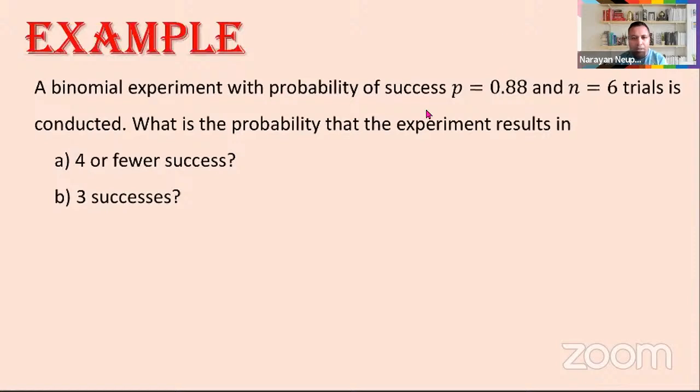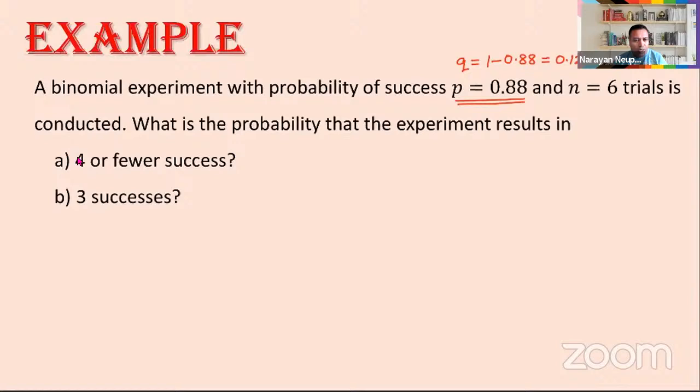Okay, now this example is on a binomial probability distribution. So let's find out how we can solve this. The question says, a binomial experiment with the probability of success P equal to 0.88. So they have given the probability of success P equal to 0.88. That means the value of Q will be 1 minus 0.88. If you simplify that, you can subtract using your calculator. So 1 minus 0.88 will be 0.12. Probability of success is 0.88, probability of failure is 0.12, and the number of trials is 6.